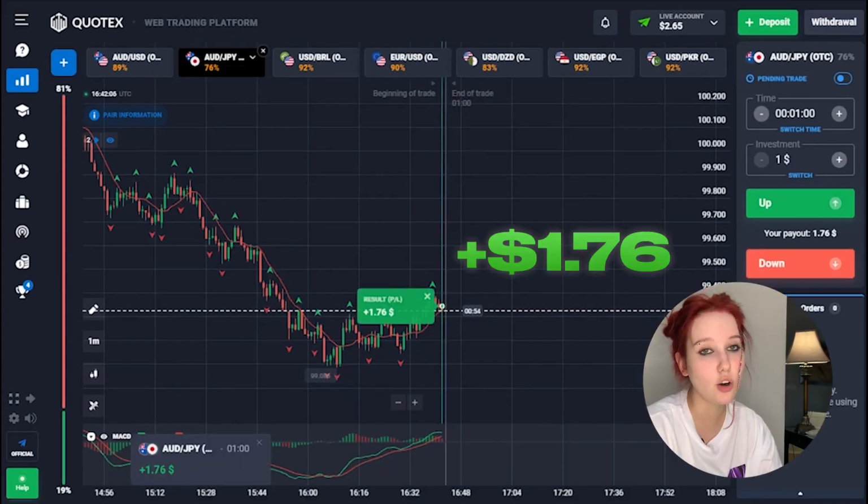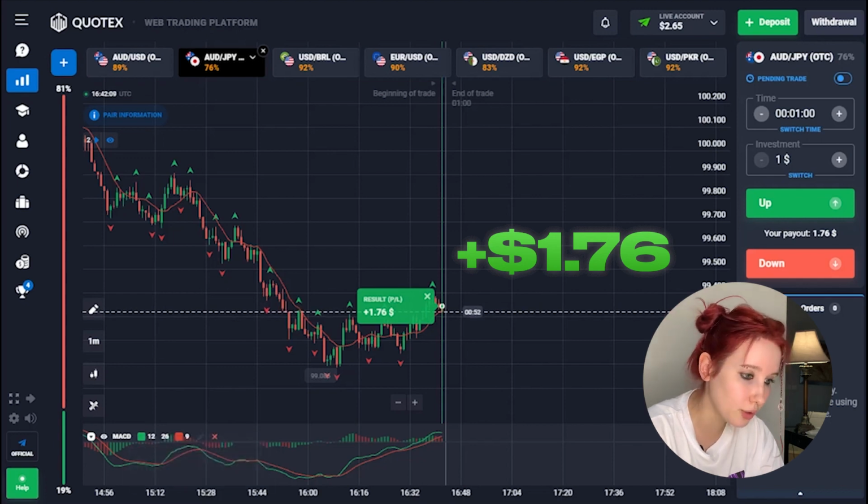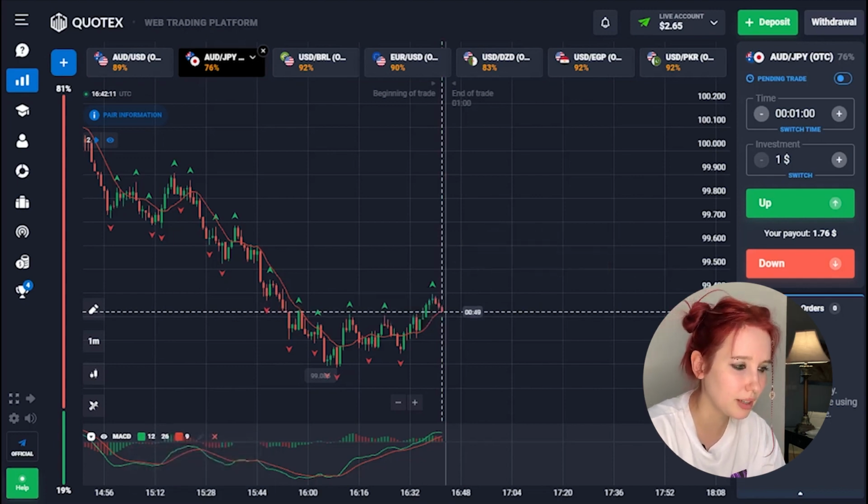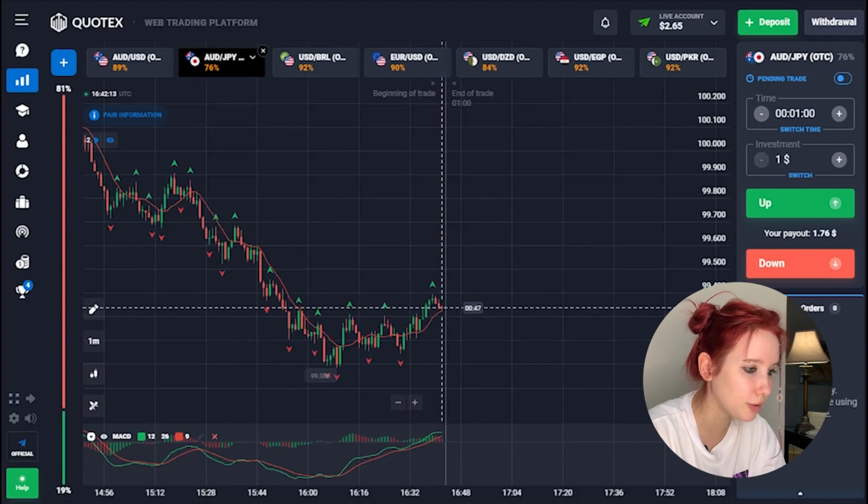Super guys, that's an awesome result. In fact, everything was a little predictable, but it's still nice to get at least a small profit. So let's move on to the next currency pair.